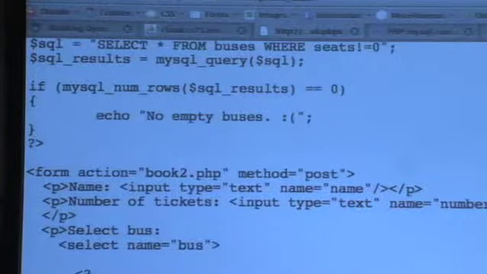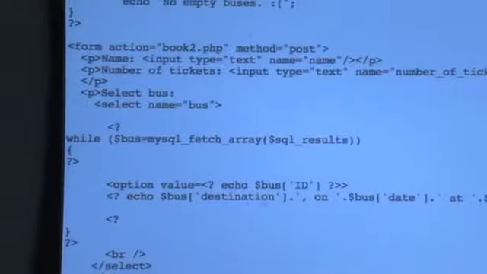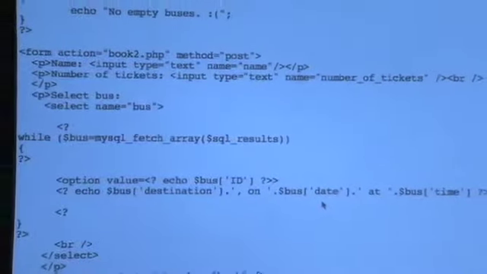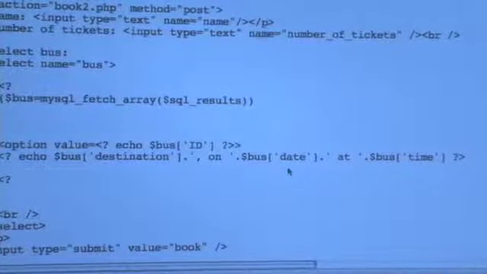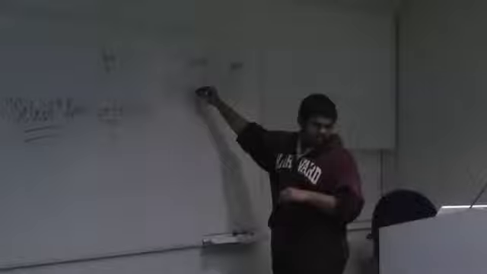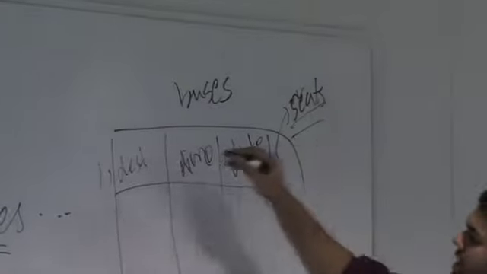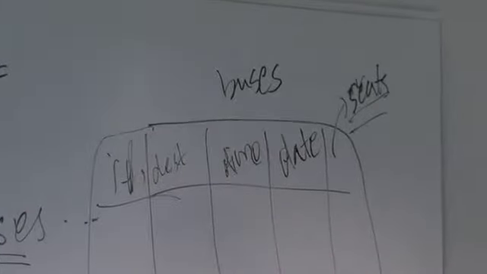So while bus is equal to that, we're going to echo bus of destination, bus of date, and bus of time. There's a lot going on here, so let's break this down a little bit. We have seats, destination, time, date, and in addition to this, we have an ID column. So this is how the table looks.